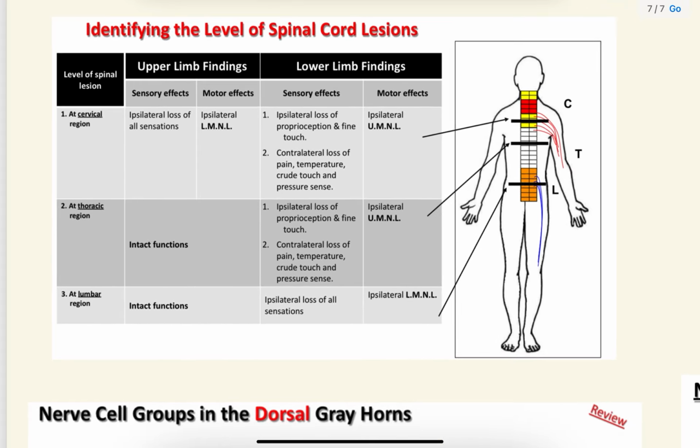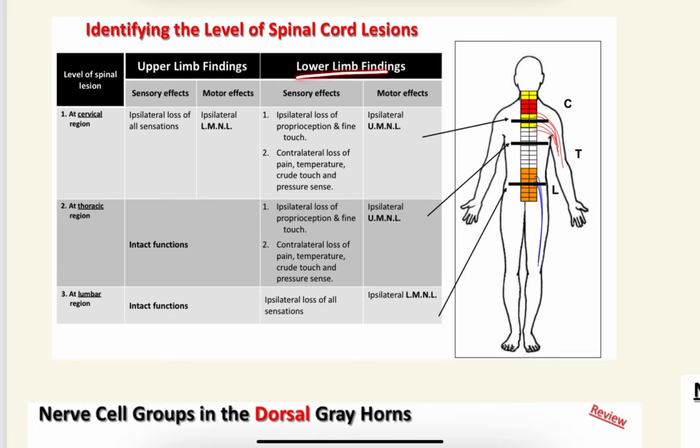So they tell us the level of the spinal cord lesion. Now, if it was cervical or thoracic or lumbar. Now, if it was cervical, what we will see in the upper limb and in the lower limb. So in the upper limb, sensory effects, it will be ipsilateral loss of sensation, so same side loss of sensation. The motor effect, it will be ipsilateral lower motor neuron lesion. So we said lower motor neuron lesion, it means upper limb. So both of them will be ipsilateral.